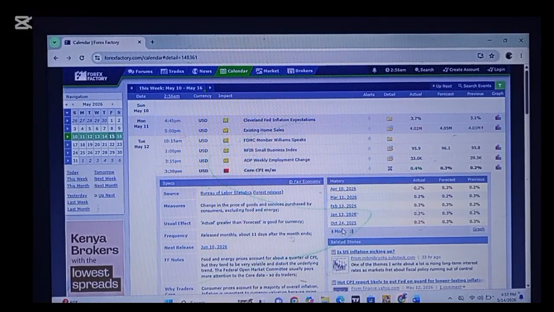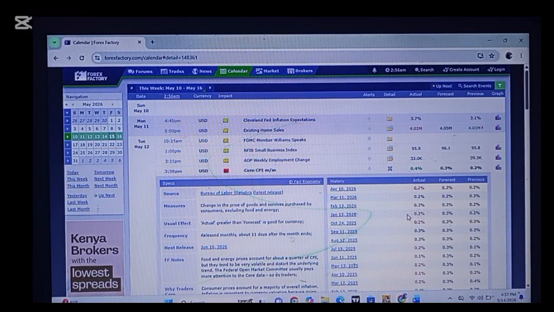When you click more, you can get the history of the core CPI month to month, how it has been. In the month of April, we had 0.2, the forecast was 0.3, so it was a little bit less. March, it remained unchanged. February, it remained unchanged. January, it was less. The inflation was less. But coming to May, we have 0.4. This is a hot print. So we are having a high inflation in terms of the US and the DXY.